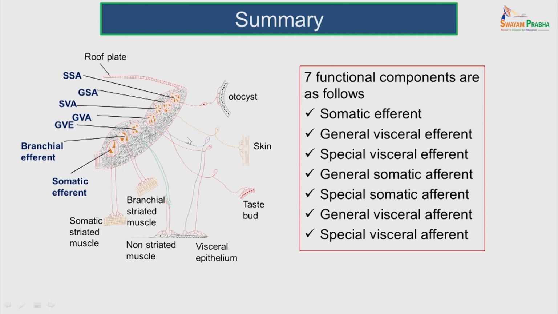We can observe here it supplies the skin. Then the special somatic afferent, that is from the vestibulocochlear part. Then you have the general visceral afferent, that is from the visceral epithelium. Then we have the special visceral afferent, that is from taste. So, these are the 7 functional columns, and according to what they supply, the cranial nerves have these functional columns.